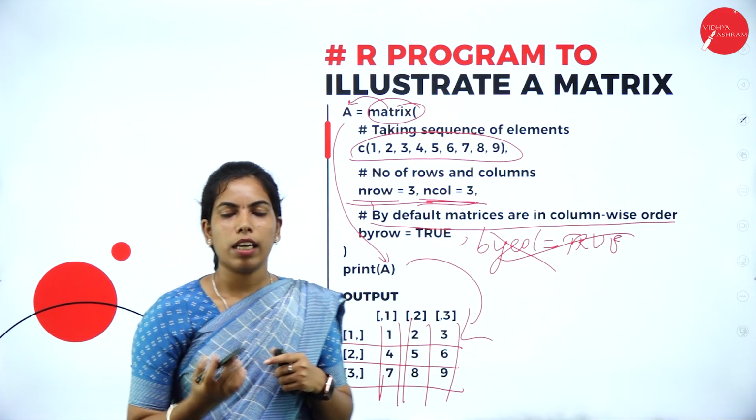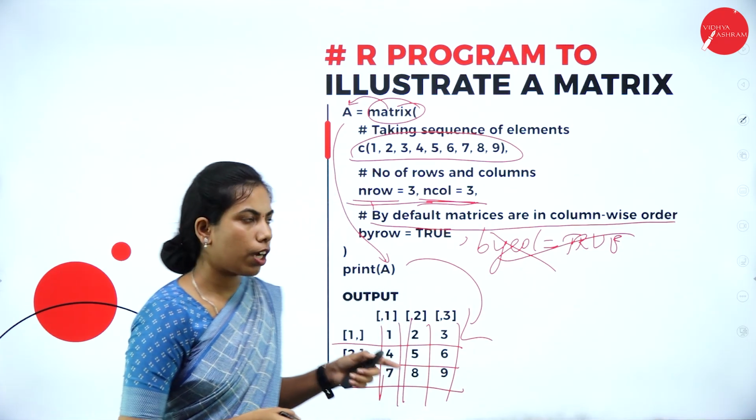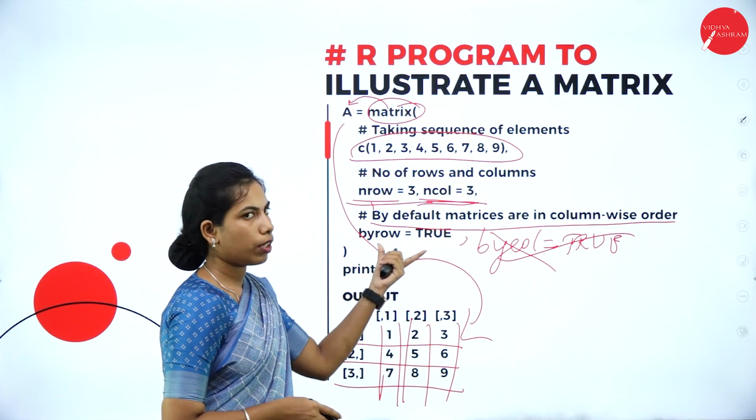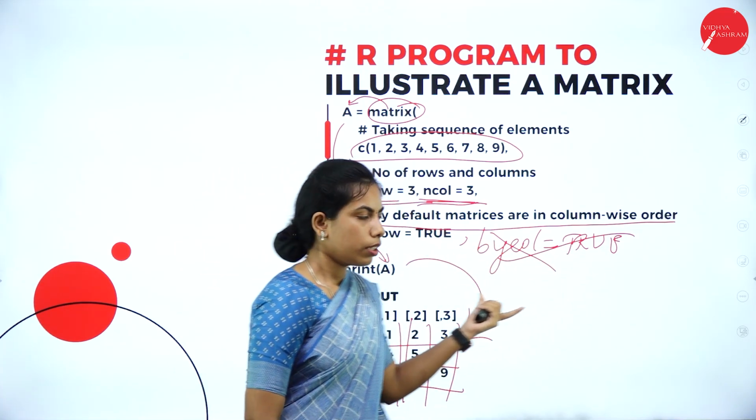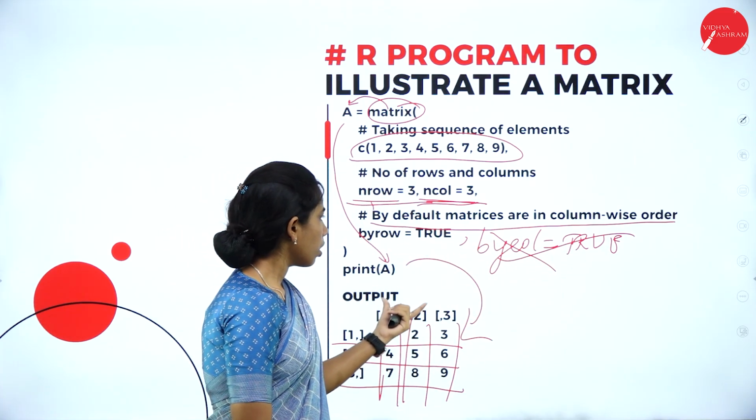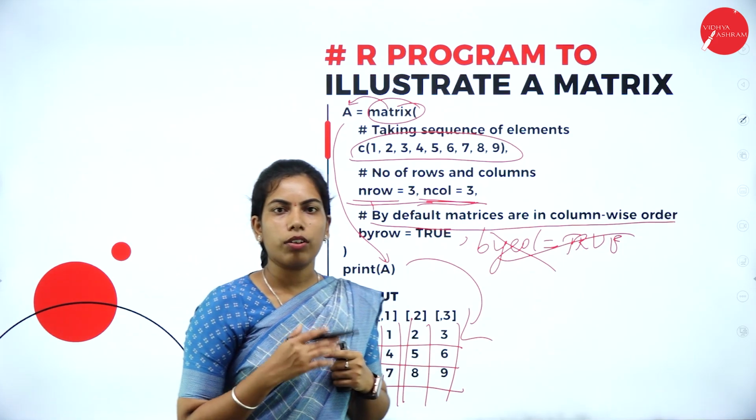By default, the elements are filled up column-wise, unless I give by row equal to true. So when I give byrow equal to true, the data will be organized row-wise. This is how you have to give the matrix.